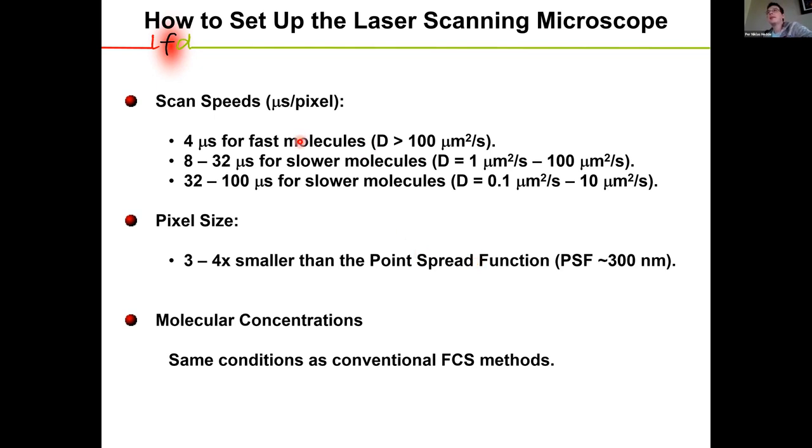So for fast diffusing molecules like dye in solution, for example, faster than 100 micrometers squared per second, you use 4 microseconds as pixel dwell time, and then 8 to 32 microseconds for slower molecules in the range of 1 to 100 micrometers squared per second, which is the typical range for the motion of protein in the cell cytoplasm, and then 32 to 100 microseconds for slower molecules, 0.1 micrometer squared per second and lower, which is more in the range of a membrane protein, for example.